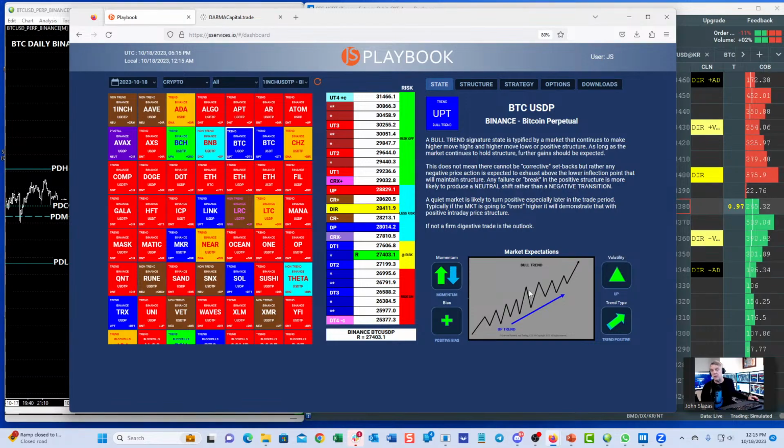A market that's making higher highs and higher lows. Period. If it's not doing that, it's not performing like a bull trend. What happens in bull trends? Well, they don't go linear.